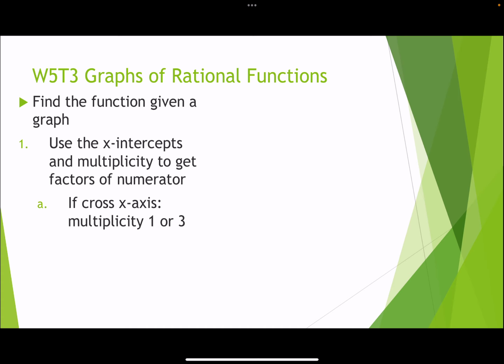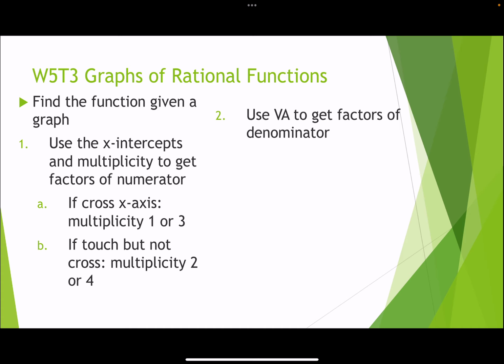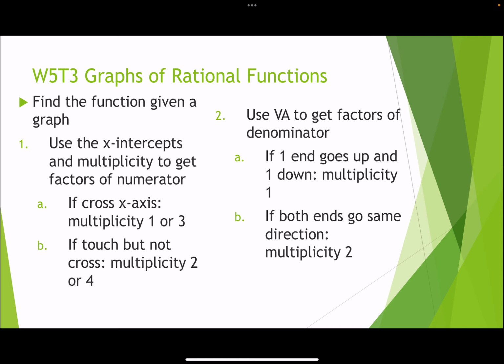Okay, the flatten out piece will keep going through, so that's either a 1 or a 3. That's what I'm getting at. And then the touch, the not cross, that could be 2 or 4. Right? It just has to be even. And then we're going to use the vertical asymptote to determine the factors of the denominator. If one end goes up and one goes down, you have multiplicity of 1. If both ends go the same direction, you could have multiplicity of 2. Getting that kind of a situation, okay?